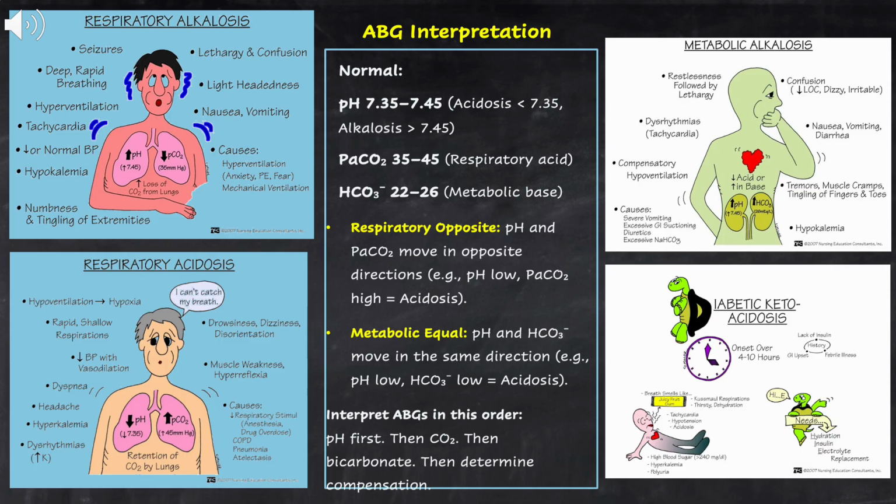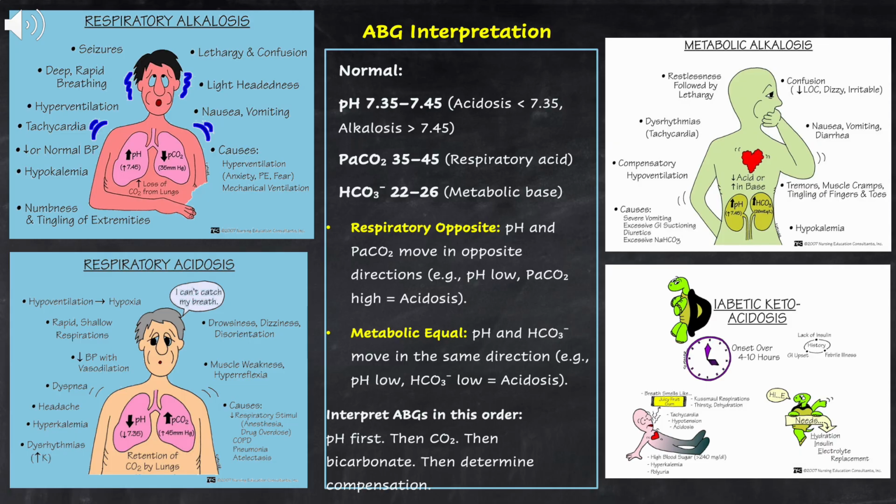Here's how the body compensates. In respiratory acidosis, where CO2 is high, the kidneys retain bicarbonate to raise the pH. In respiratory alkalosis, where CO2 is low, the kidneys excrete bicarbonate. In metabolic acidosis, where bicarbonate is low, the lungs compensate by blowing off CO2 through hyperventilation. In metabolic alkalosis, where bicarbonate is high, the lungs retain CO2 through hypoventilation. In summary, always start with the pH, determine whether the primary issue is respiratory or metabolic, and then assess whether compensation is occurring.